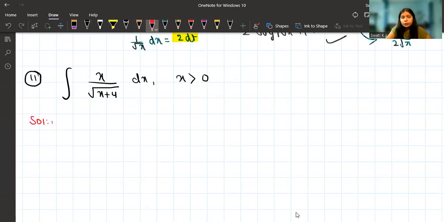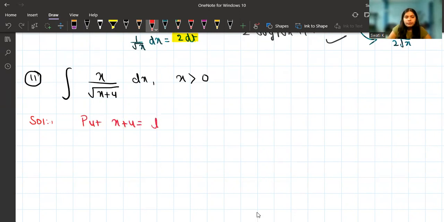If you do proper practice, you will understand which expression you have to substitute. So yes, make sure you are practicing enough. Here I'm just going to take x plus 4 equals t.